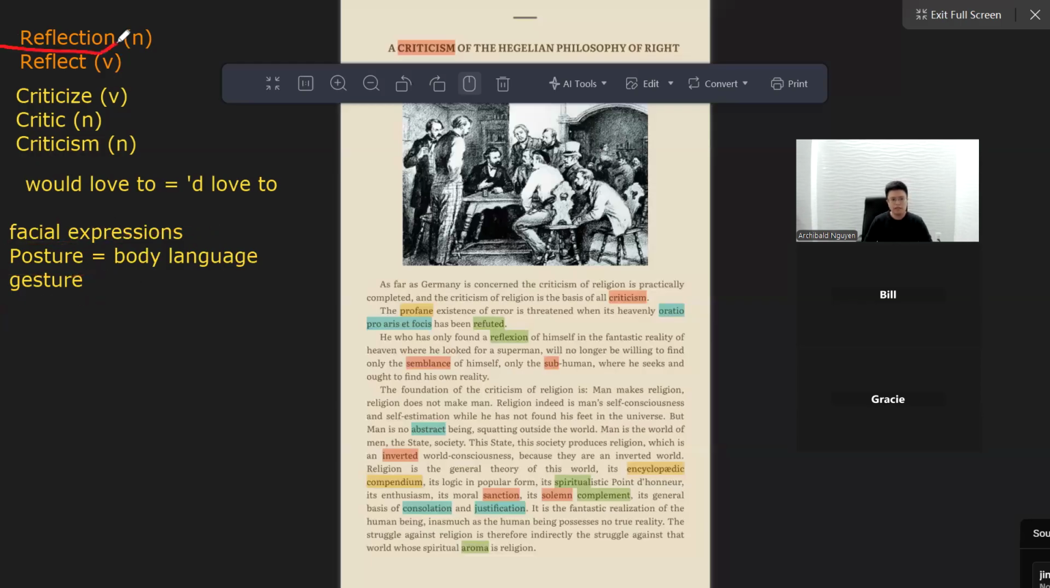So here, reflection on the mirror, reflection in the answer, reflection in the point of view of other people, reflection in the perspective, reflection in the answer of other people.